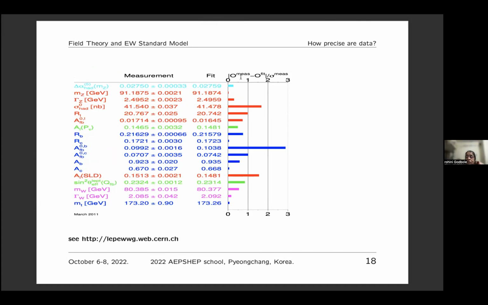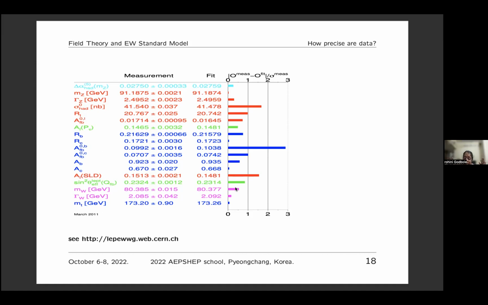Now what you see is that you compare, and sorry, the fit value is 80.377. I'm too early in the morning. The fit value is 80.377, and the measurement is 80.385. So you say, how much does the measurement differ from the fit? The measured minus fit divided by the sigma of the measurement, which is 0.015. You see that for MW, the deviation, or the pull, as it is called, is less than 1 sigma. So after the fit, the pull for almost all the observables is less than 1 sigma. And as you have learned in your statistics class, that really means it's a good fit.